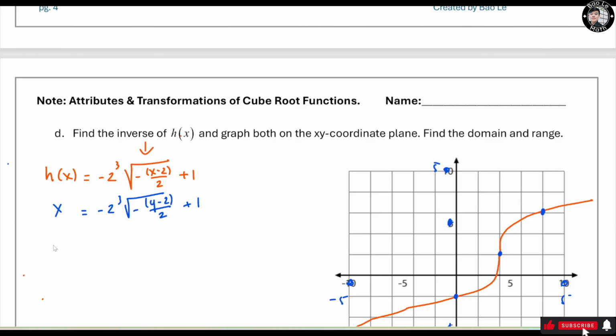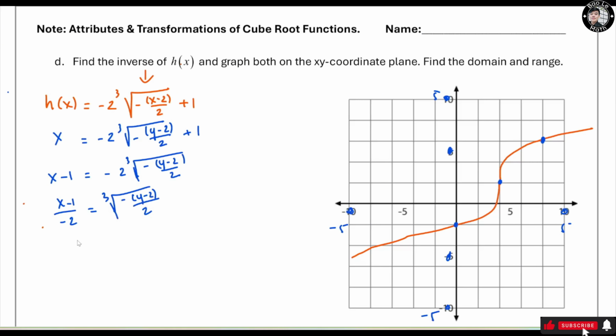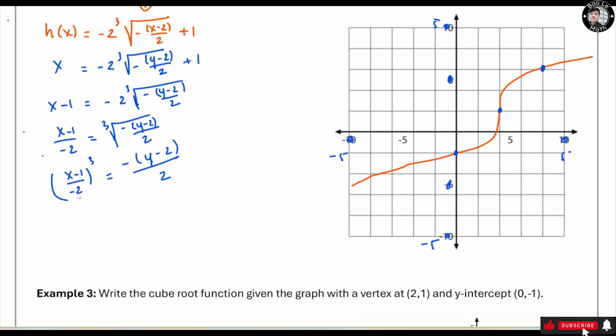Now I'm going to subtract 1 from both sides, so it could be s minus 1 equals. Now I'm going to divide both sides by -2. Now I'm going to cube both sides. Now this cube equals -8, right? So it's going to be s minus 1 cubed over -8 equals y minus 2 over -2. I bring the negative sign down over here. Now I'm going to multiply both sides by -2. So this turns out to be y minus 2 equals s minus 1 cubed over 4, right?